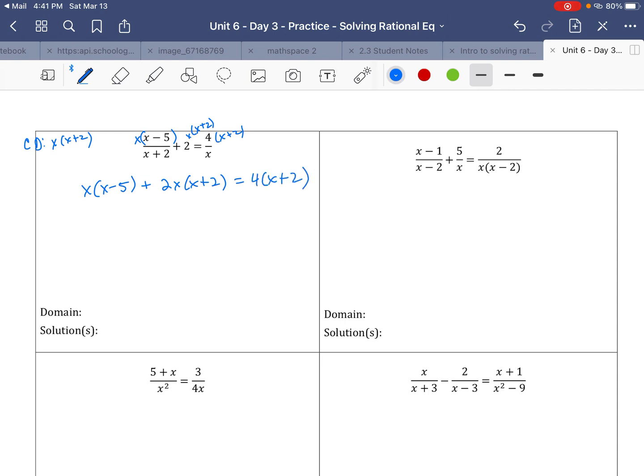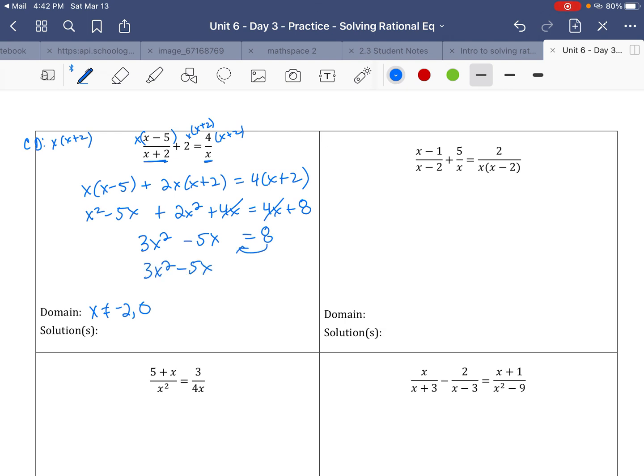And before we go much further, let's look at our domain. I cannot let x be -2, and I can't let it be 0. x cannot be -2 or 0. All right, so let's work this out. x times x minus 5 would be x squared minus 5x plus 2x squared plus 4x when I distribute. Over here, I got 4x plus 8. And since I just got a 4x on the other side, let's cross off these 4x's. I can get rid of those. All right, so on the left, I got 2x squared and 1x squared, so it's 3x squared minus 5x equals 8. I'm going to pull this 8 over here. 3x squared minus 5x minus 8. Wait a minute.